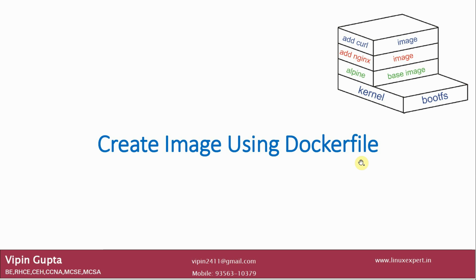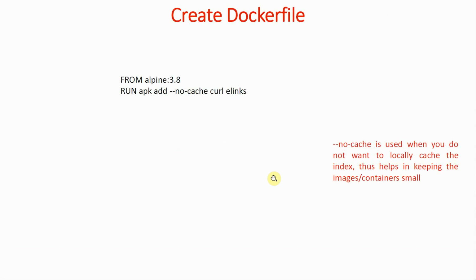In this lecture we will be looking at how to create an image using a Dockerfile. In this case we are going to create one Dockerfile. We will name the file Dockerfile. In it we have to take one image as a base image. In our case we will be using Alpine with the tag 3.8 as the base image.